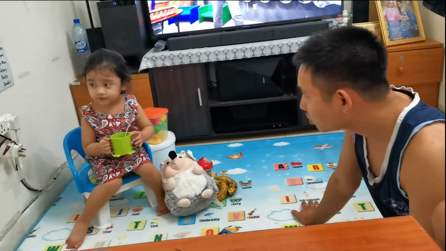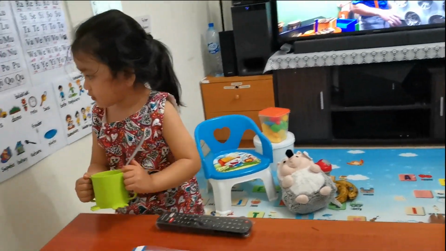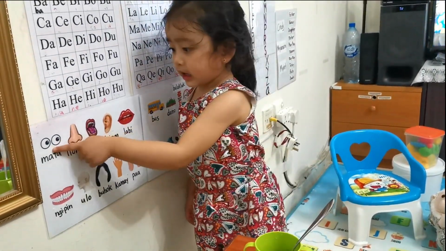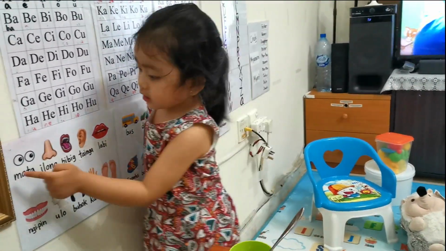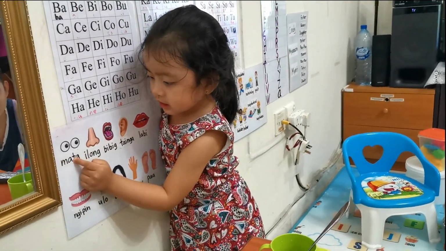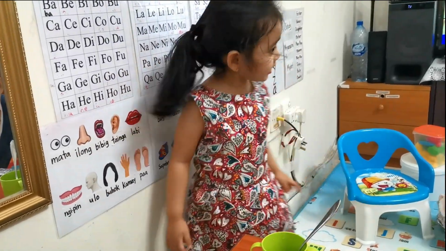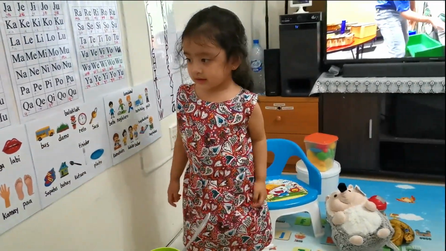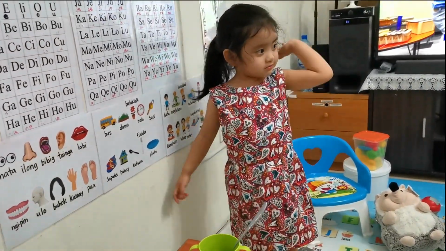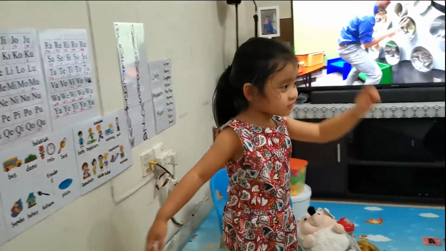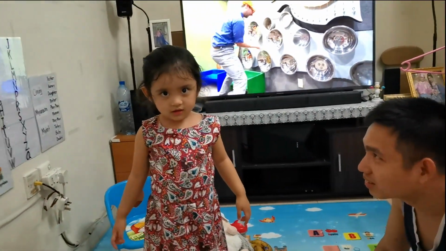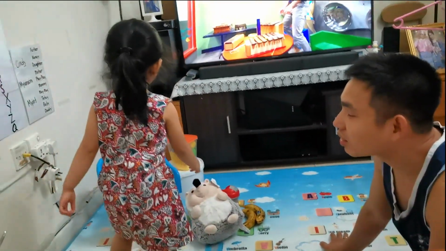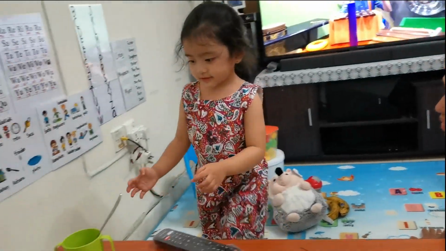No, you're wrong. Show me which one. It's nose. Okay. And it's eyes. What is eyes in Tagalog? M-A-T-A. Mata. Is it mata? Ilong. No, you're wrong, mommy. I'm wrong. What is that? Mata. Can you read mata? M-A-T-A. Mata.